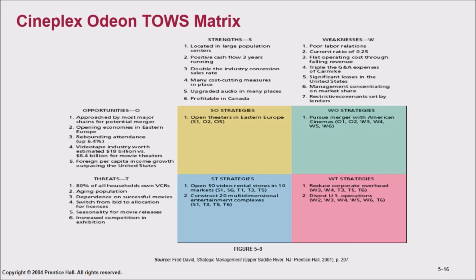The on-screen figure shows the example of Cineplex Odeon, the large cinema company. The SO strategy in this example is opening a theater in Eastern Europe. WO strategies include pursuing a merger with American cinemas. ST strategies include opening 50 video rental stores in 10 markets. WT strategies include reducing corporate overhead.